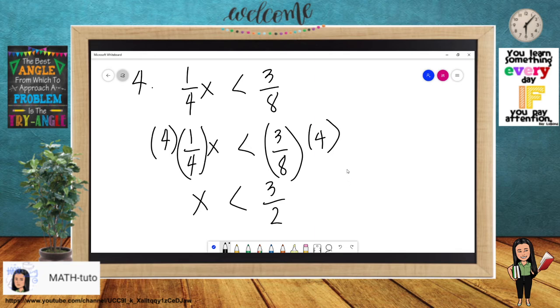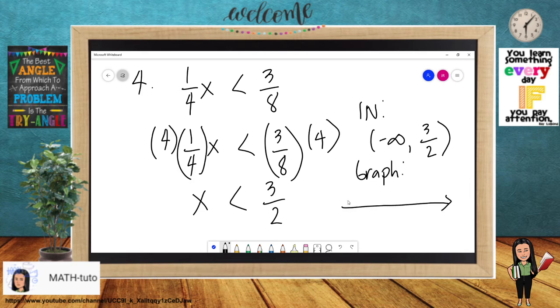Less than means to the left of 3 halves. In interval notation, it is negative infinity until 3 over 2, and 3 over 2 is not included. And if you want to graph, 1, 2, 3, 4. 3 over 2 is 1 and 1 half, which means it is in between 1 and 2. So here, we will draw a circle on 3 over 2 and we draw to the left because it is less than.